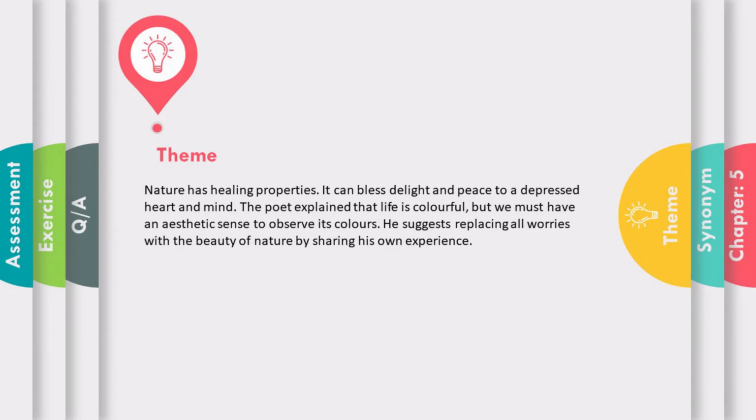The main subject of this poem has been expressed in a different way, and the poet has expressed the main idea of the poem in a different style. He thinks that nature has healing properties. It can bless a depressed heart and mind with delight and peace. The poet explained that life is colorful, but we must have an aesthetic sense to observe its colors. He suggests replacing all worries with the beauty of nature by sharing his own experience.